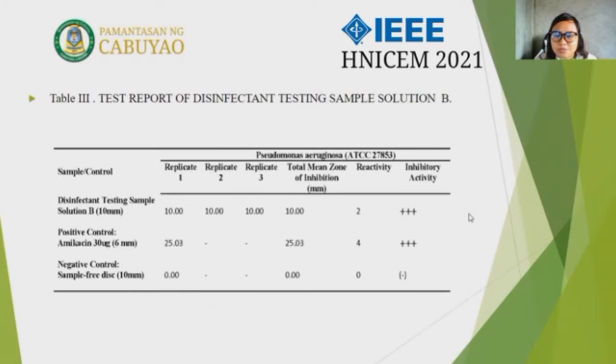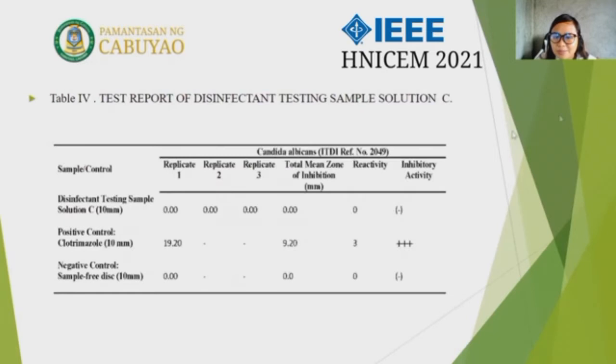Now for the sample solution B, it shows that it produced complete inhibitory activity with mild reactivity against the test organism Pseudomonas aeruginosa. Amikacin 30 µg, which serves as a positive control for Pseudomonas aeruginosa, produced complete inhibitory activity with severe activity against the test organisms.